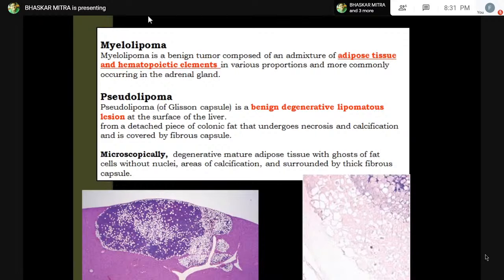There are pseudolipomas. These are not lipomas actually. They are benign degenerative lipomatous lesions on the surface of the liver that may be due to detached colonic fat adhering to it, undergoing necrosis and calcification and surrounded by a fibrous capsule, giving rise to a pseudolipoma-like appearance. The pseudocapsule is forming here and the fat cells are showing degenerative changes.